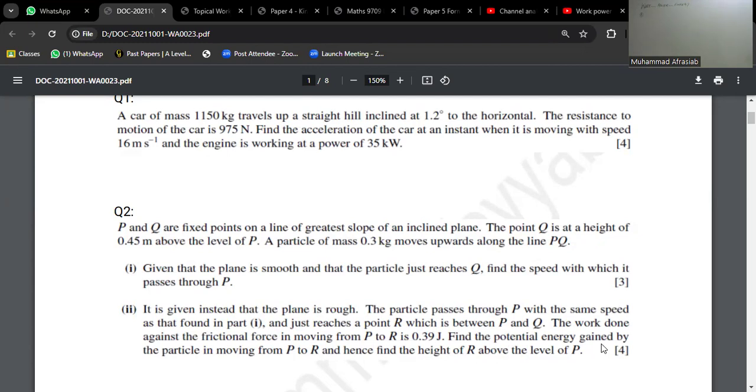Second part, it is given that instead the plane is rough, the particle passes through P with the same speed as was found in part 1 and just reaches the point R, which is in between P and Q. The work done against the frictional force in moving from P to R is 0.39 joules. Find the potential energy gained by the particle in moving from P to R and hence find the height of R above the level of the point P.